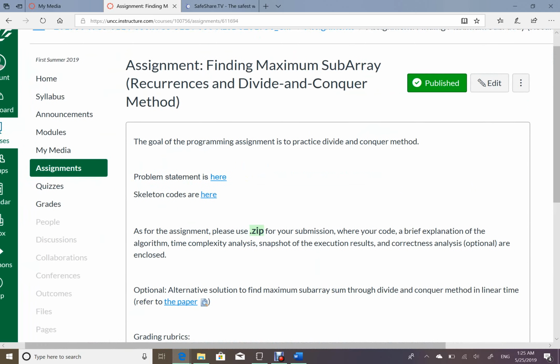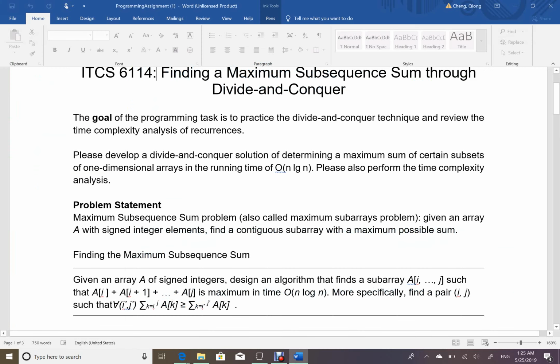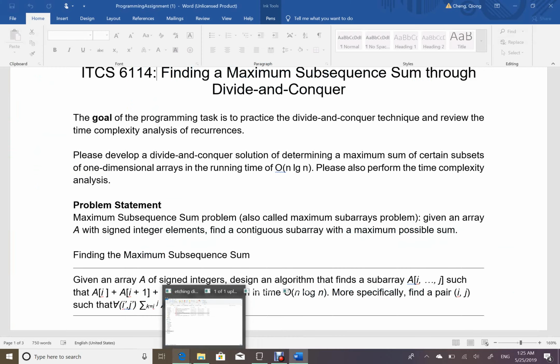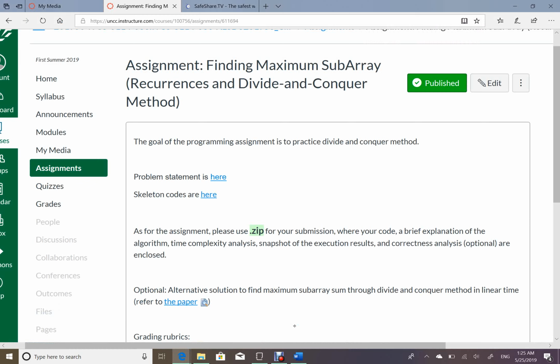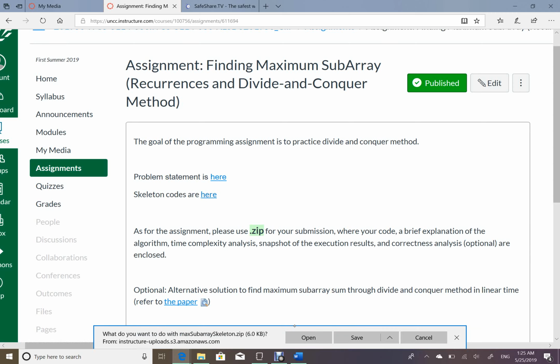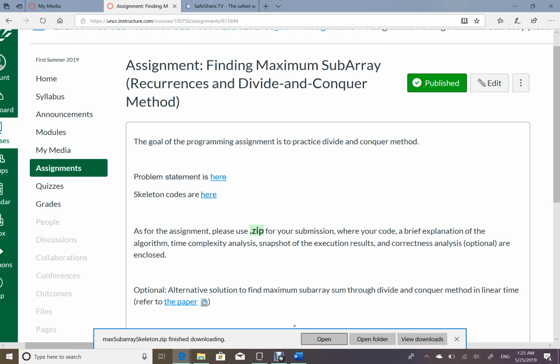And the goal of this assignment is to practice the divide and conquer method. So the problem statement is here. You click this one, then you will see the open file like that. And also we give you the skeleton code. This is the start code. You can download this one. For example, I click this one, then we save this one, and you can open this one.